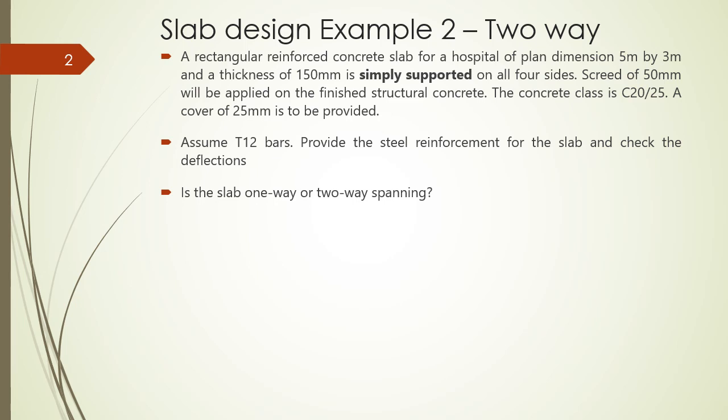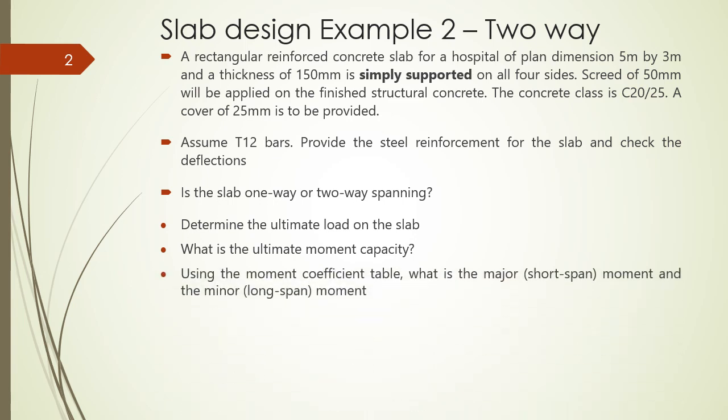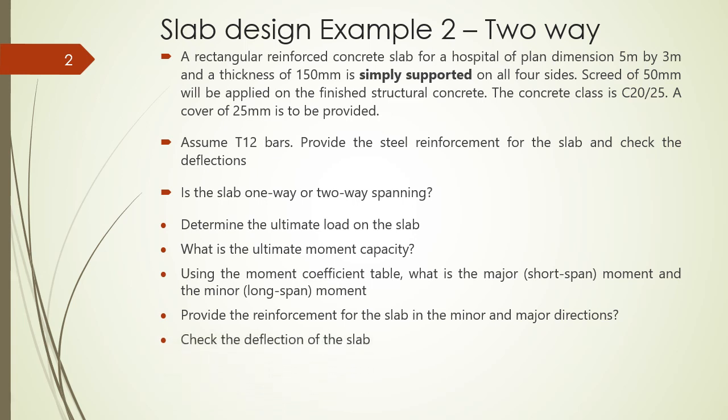The first step we'll want to do is to check whether the slab is one-way or two-way spanning. Next, we'll check the ultimate load on the slab, then determine the ultimate moment capacity of our concrete section. Then, using the moment coefficient table, we will determine the major moment, that is the moment in the short span, and the minor moment, the moment in the long span. After that, we'll provide the reinforcement for the slab in the minor and major direction. And lastly, we'll check the deflection of the slab in the major direction only.